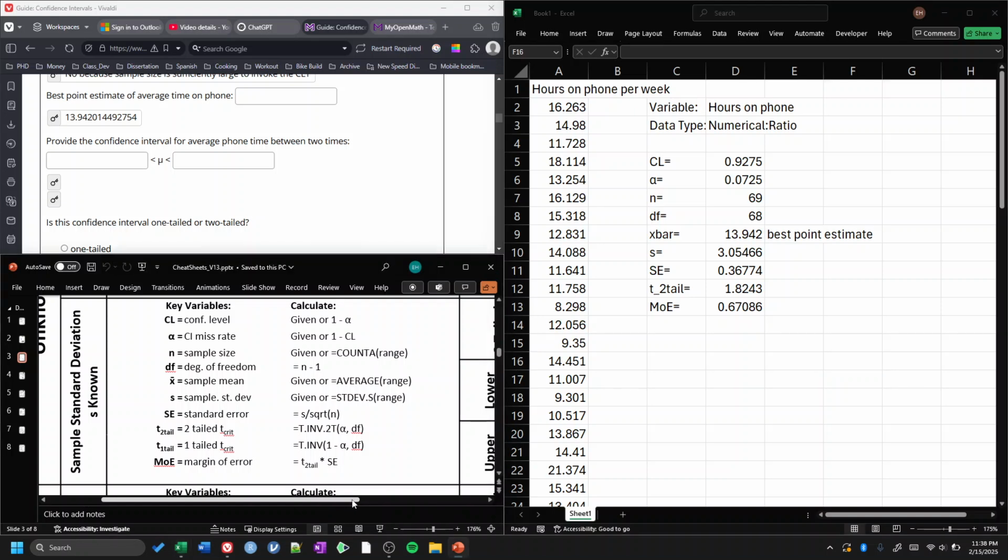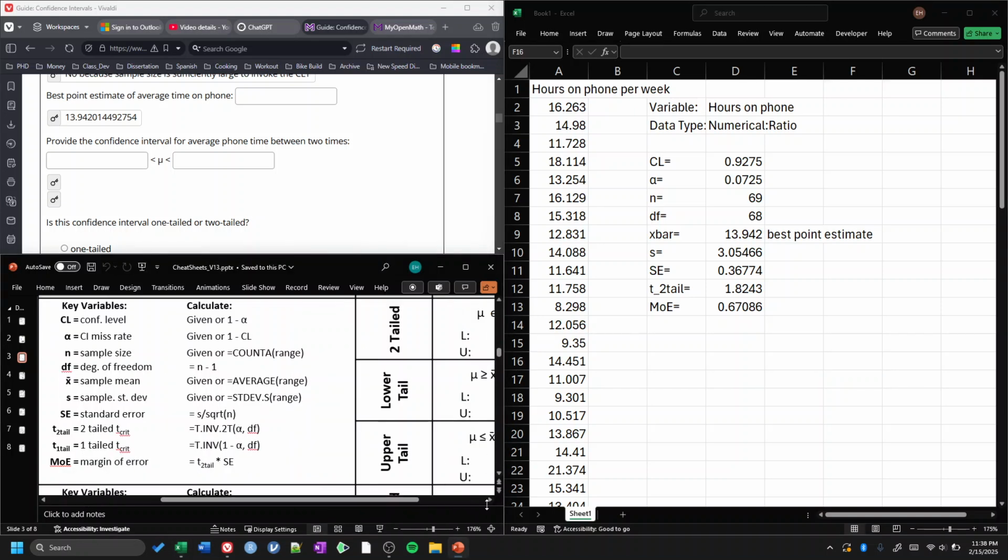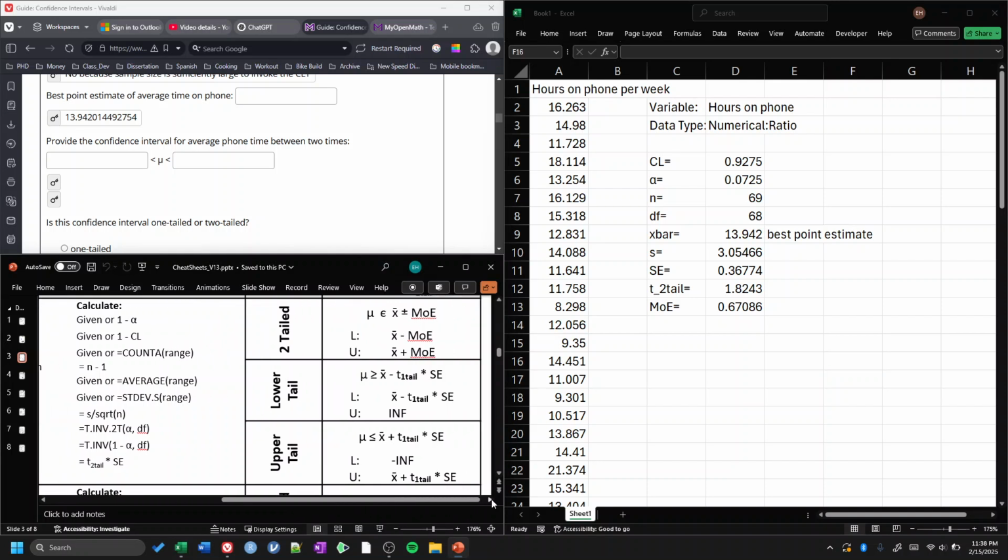If we look at this, this is asking for a two-tail because it doesn't give us any directionality. So two-tailed is easy. Check this out. It's literally our x bar minus the margin of error and x bar plus the margin of error. So if we do a two-tail confidence interval, we can say that the lower is equal to our x bar minus the margin of error and hit enter. And then let's do the upper. And that's going to be equal to x bar plus the margin of error.